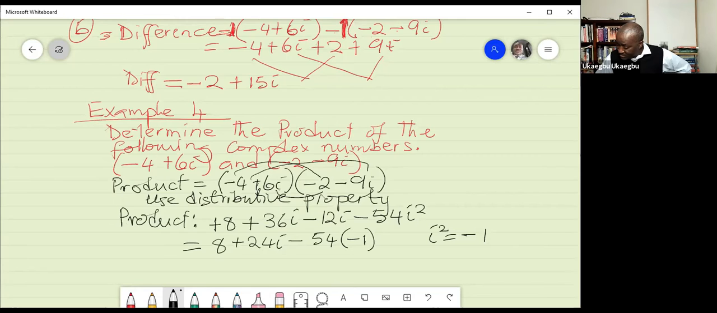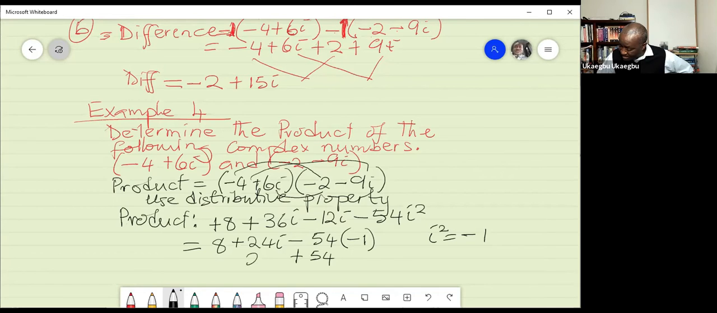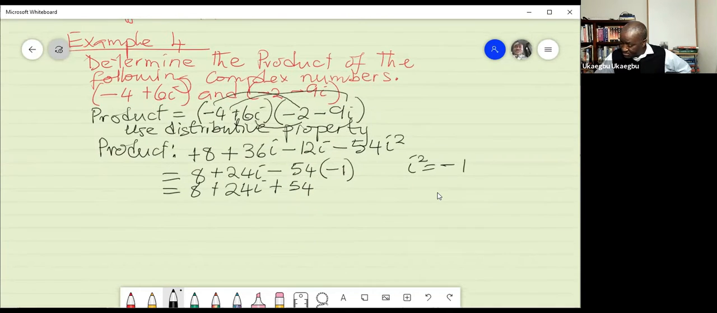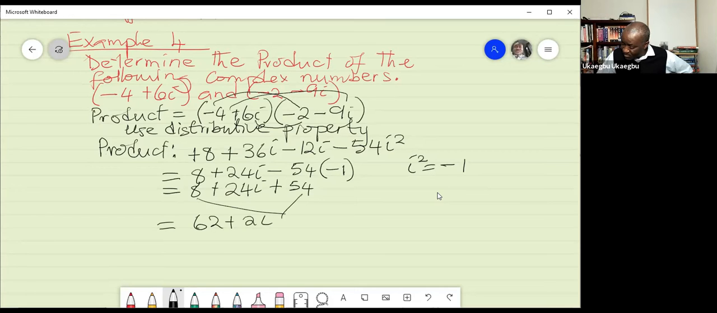So now you see, i squared is -1. So -54 times -1 changes to positive. This turns to plus 54, and this turns to the same thing, 24i plus 8. Okay? So we are not done yet. There's another like term you can combine. 54 and 8 are like terms. So that gives us what? 62. 62 plus 24i. And that's the product.